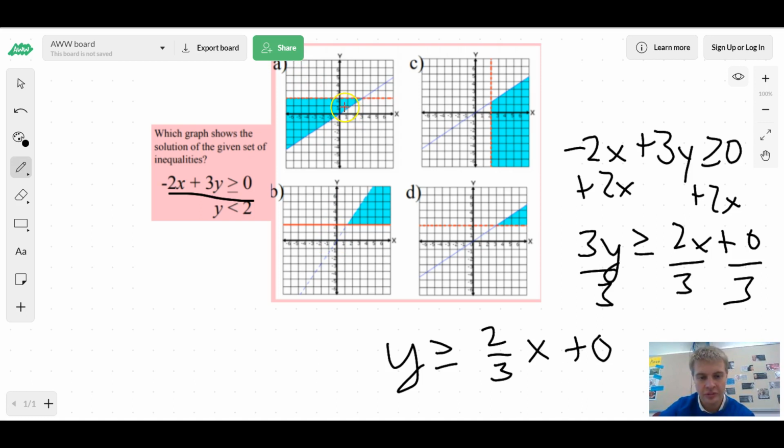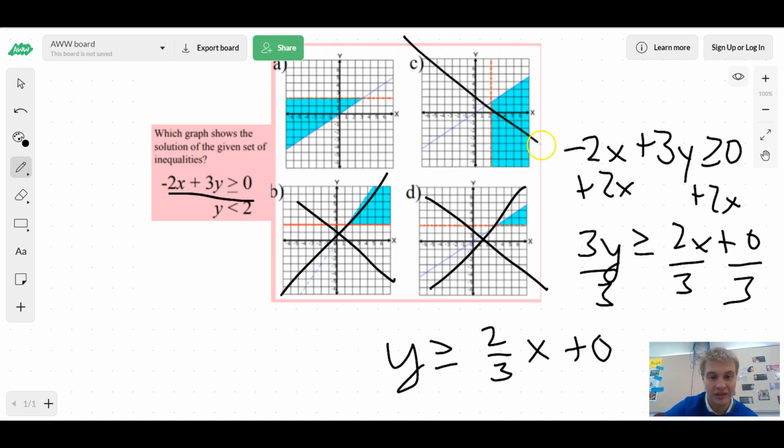Well, that one shades above. That one doesn't. See how this shades below that line? So B is gone. That can't work. And this one also shades below the line, so that can't work. And this one, again, shades below the line, so that can't work either. So it actually limits you to A right off the bat.